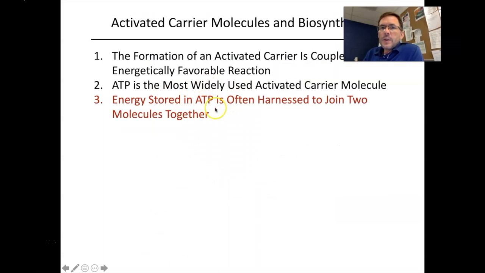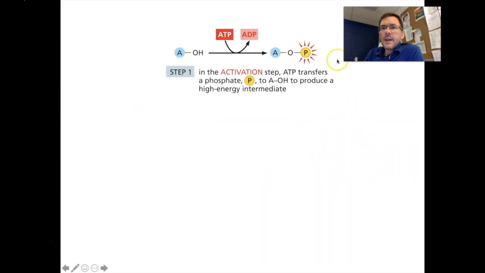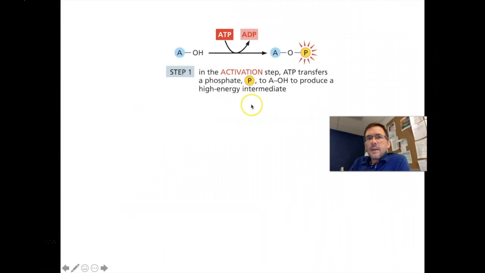So energy stored in ATP is oftentimes used to join two molecules together, like we saw with the formation of that disaccharide, where initially there's usually an activation step. So ATP transfers a phosphate to some sort of a molecule to form the high energy intermediate, right? And we did see that before with glucose, right?